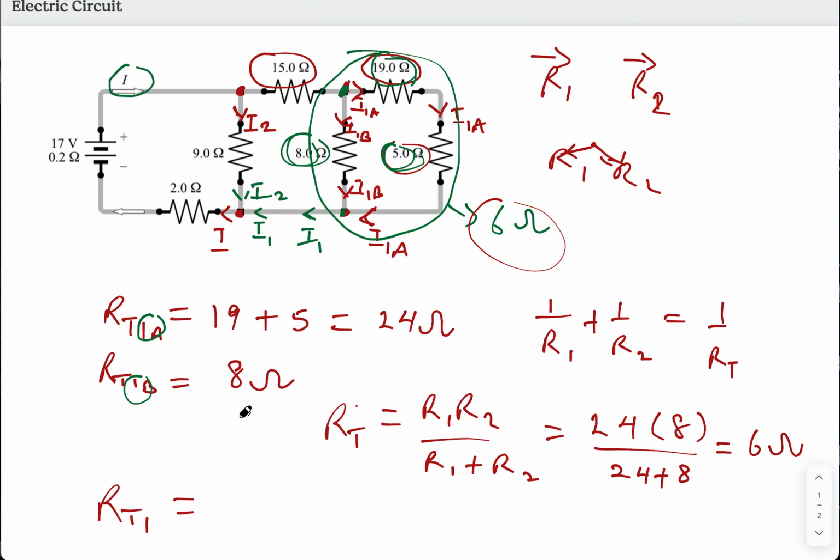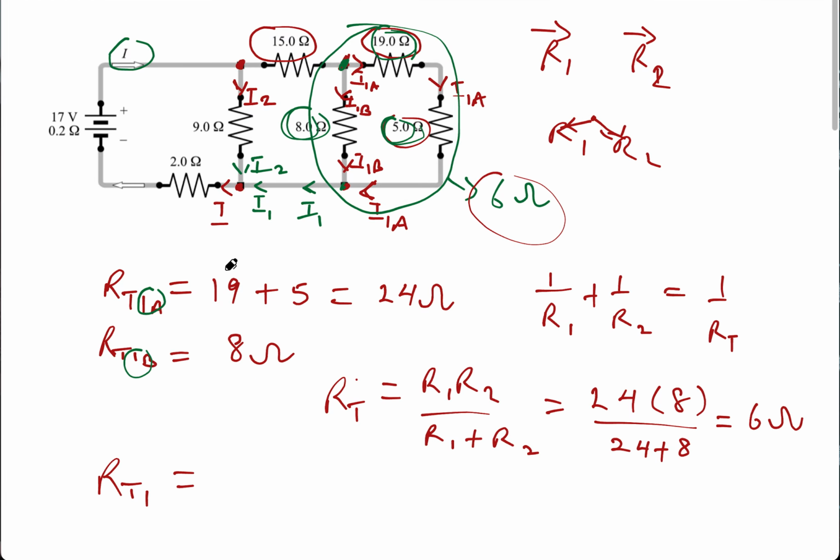So therefore, I can find the R total for the current I1 that is flowing now. So what would that be? That would be the sum of 15 ohms plus the total of this one that I got, which was 6. So 15 plus 6, and if you do that together, that will be 21 ohms.